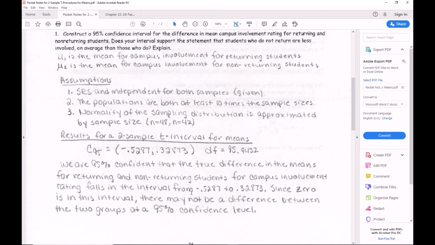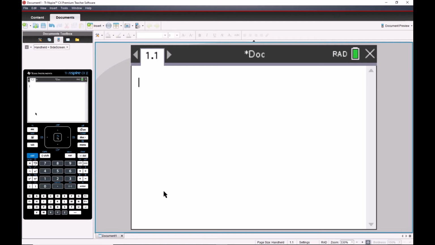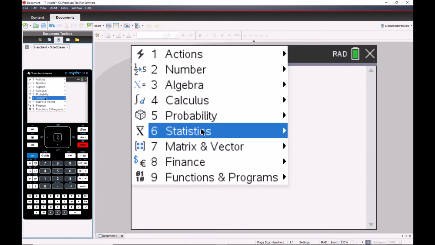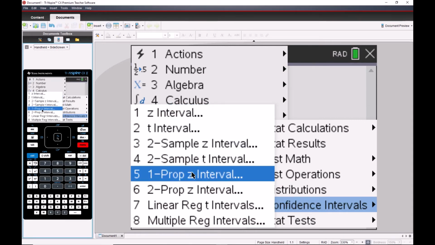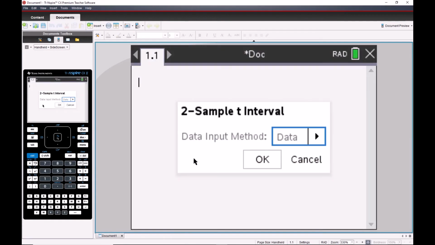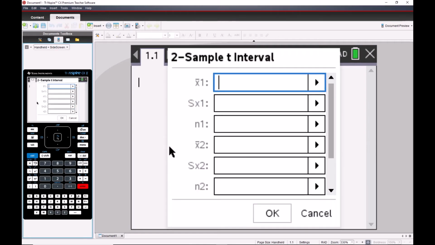And now we're ready to generate these numbers. I'm going to call this up, and work off of the scratch pad. You can go down here if you want. It doesn't matter. So menu, statistics, confidence intervals, and 2-sample t interval, choice 4. We didn't store anything in any list, so we're not doing data, we're doing stats. That's what's in the table. So tab to OK, and now we have to enter these things. For the returning, the average for campus involvement was 3.21.